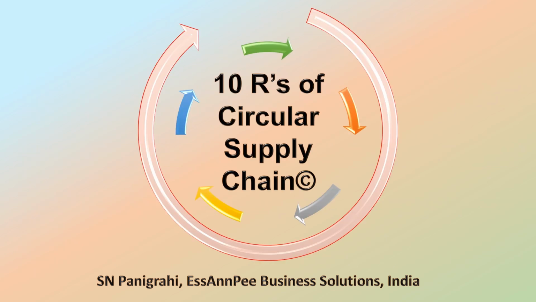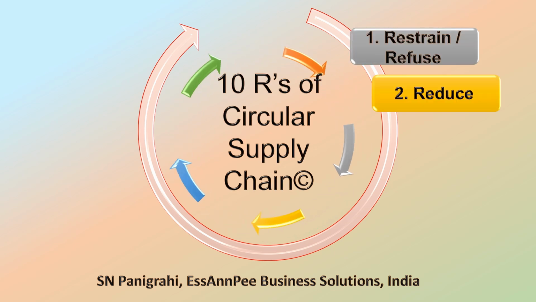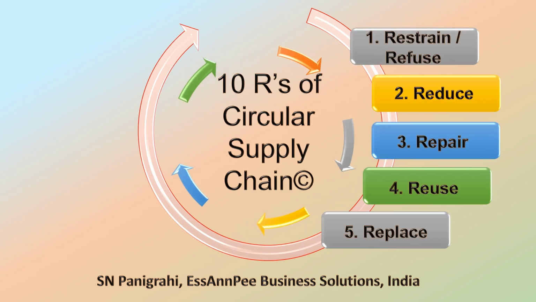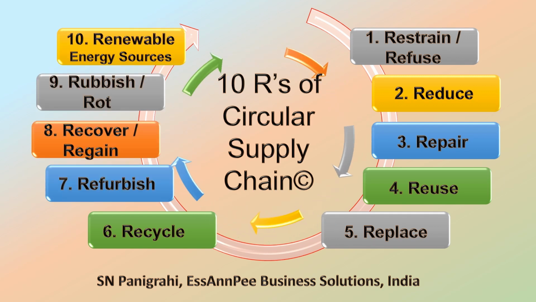The 10 R's of circular supply chain include restrain or refuse, reduce, repair, reuse, replace, recycle, refurbish, recover, rubbish or rot, and renewable energy sources use. These principles collectively aim to enhance resource efficiency, reduce waste, and promote environmental stewardship. Now let's discuss each element of R1.